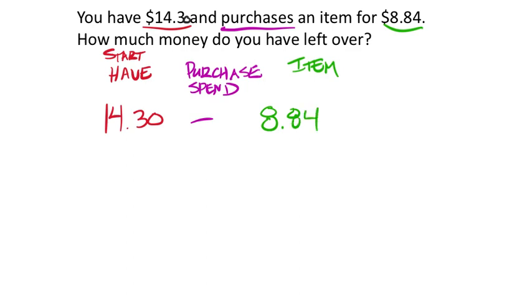$8.84. Now, in the past, we would have just been like, we're going to stack these and subtract them, and as fun as that was, and as much as we miss it, I'm not going to do that. I'm going to go to the calculator. I'm going to type in 14.30 minus 8.84, enter, and it will tell me how much I have left over. So leftovers, again, this is just from the calculator, but it's $5.46. And make sure you label this because it is a word problem.